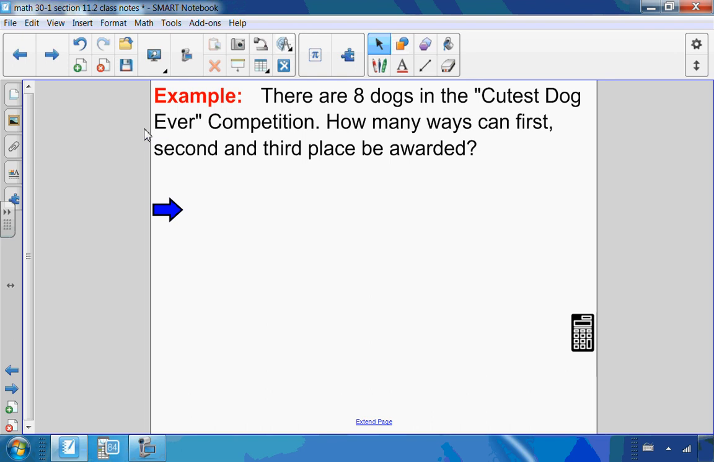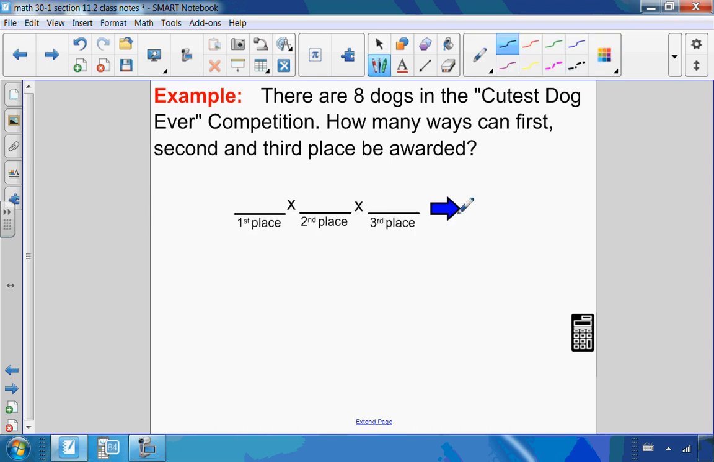So 8 dogs in the cutest dog ever competition. How many ways can first place, second place, and third place be awarded? We already established that this is a permutation. Let's calculate how many ways. So there are 8 dogs. So there are 8 choices for first place, although really it should be Hershey, so just one.